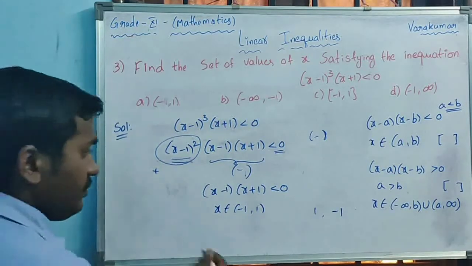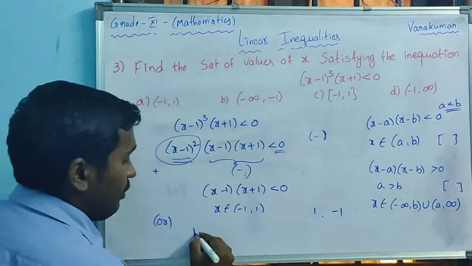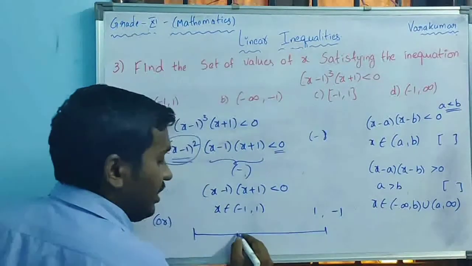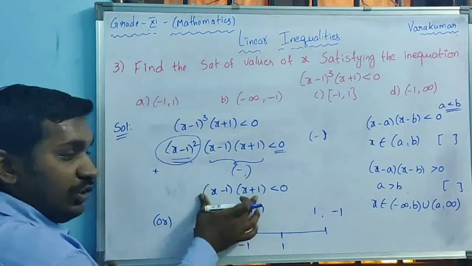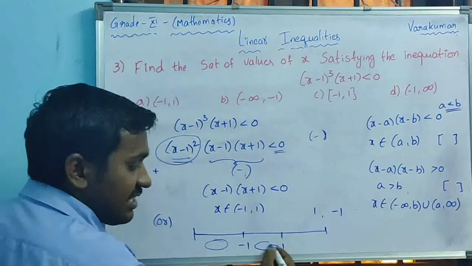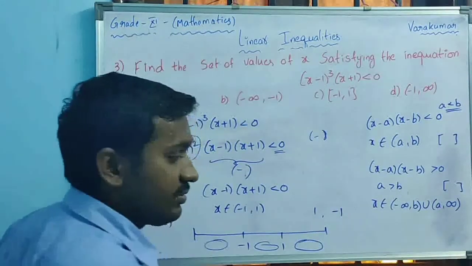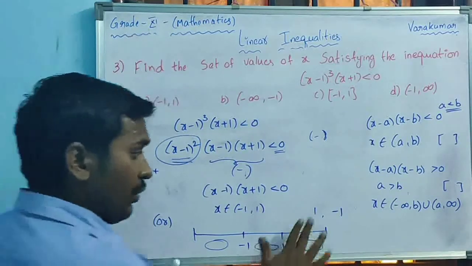Otherwise, one more method: you take the number line and mark the points minus 1 and 1. We have to check what happens in each region. This method I have already explained.